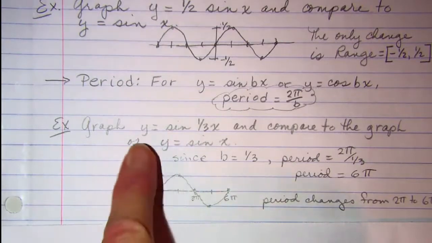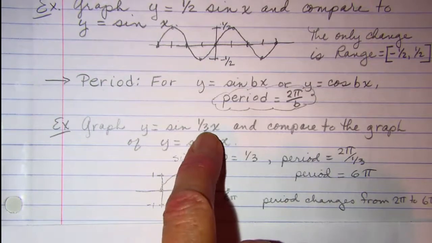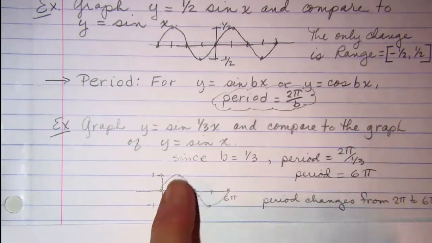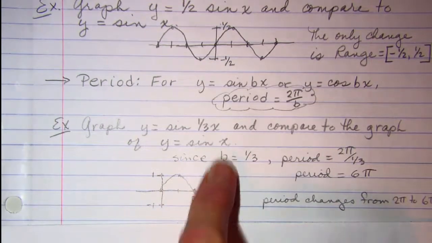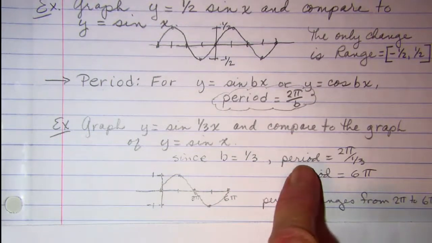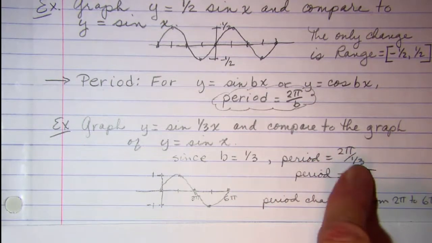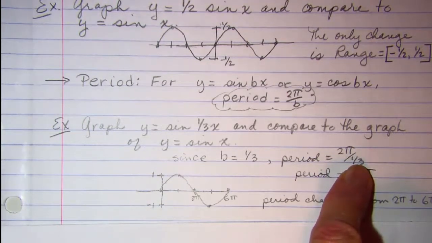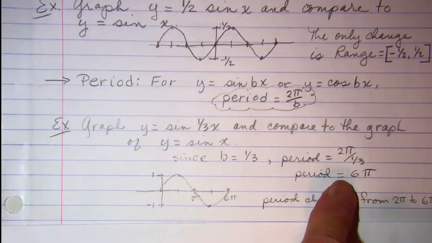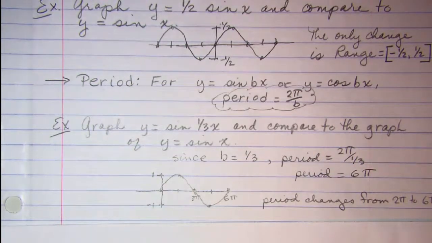So our first example, we're asked to graph y equals sine 1/3 x and compare it to the graph of y equals sine x. Well, we can see that b is 1/3, and we know then that the formula for period is 2 pi over b. So for our example, it'll be 2 pi over 1/3. This simplifies to 6 pi if we multiply top and bottom of this fraction by 3.